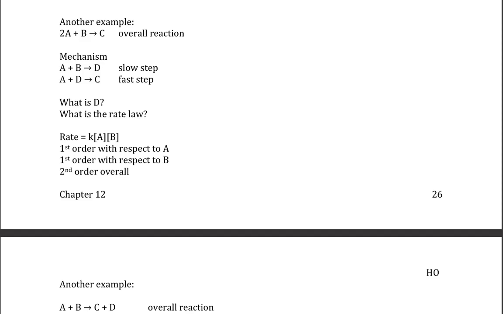What is the rate law? So then we go to the slow step and we write it out from there. It would be rate equals K, A, B. That is, we see that A simply reacts with B. So we have K times A to the first power times B to the first power. So it's first order with respect to A, first order with respect to B, second order overall.